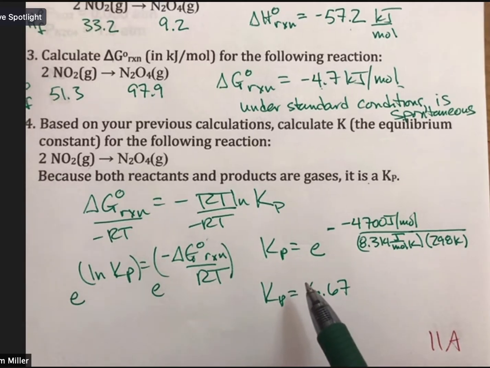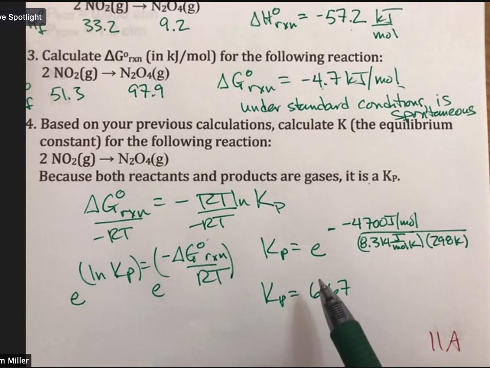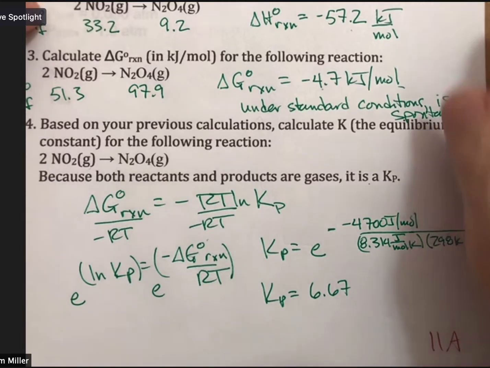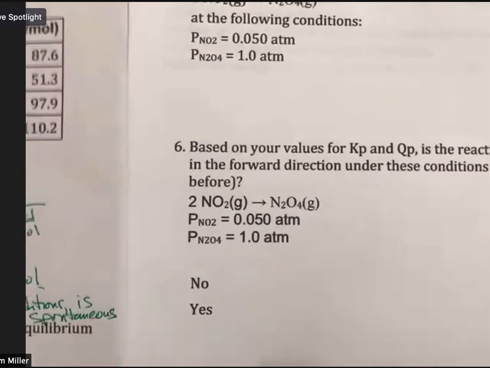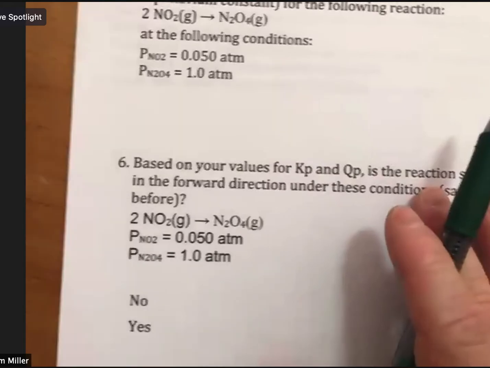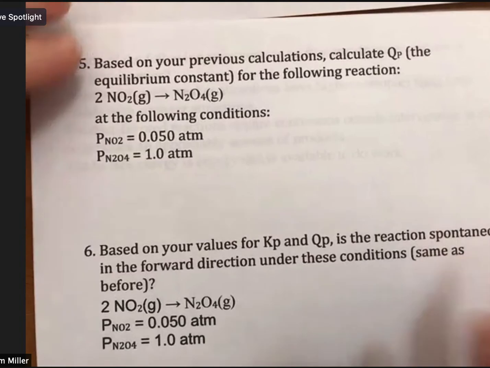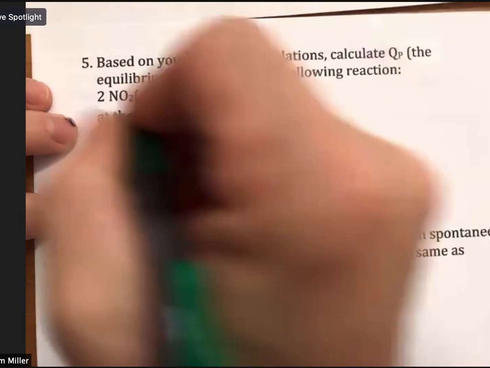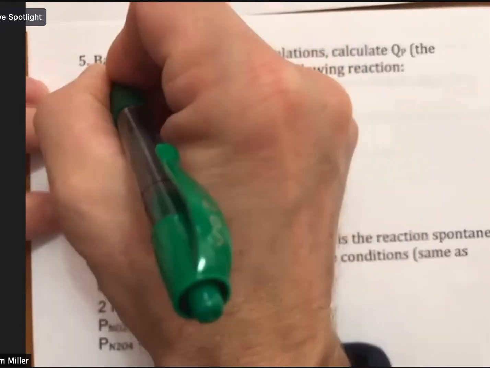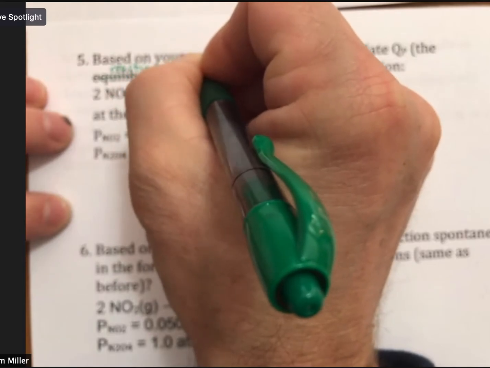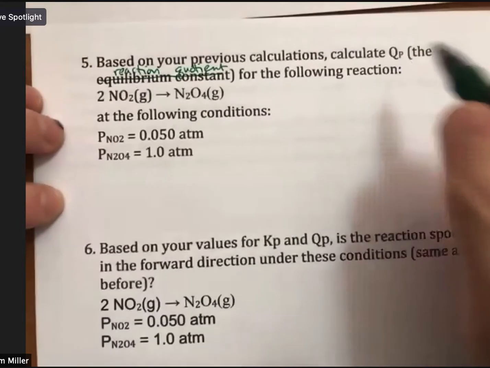Any questions so far? Okay. We see that K is a little larger than 1, which means this is slightly product favored, though I wouldn't consider it really product favored. Now, keep going with this. It says, based on your previous calculations, calculate QP, and it should say the reaction quotient. Because that's what QP is.